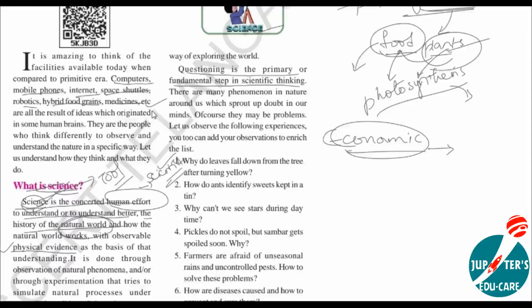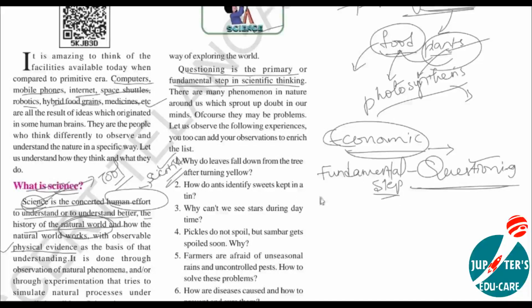But how did the scientists come to know all this? They follow different steps. The first, fundamental step is questioning. Questioning is the first step to discover anything, to invent anything. What is meant by questioning? For example, let's see Newton.